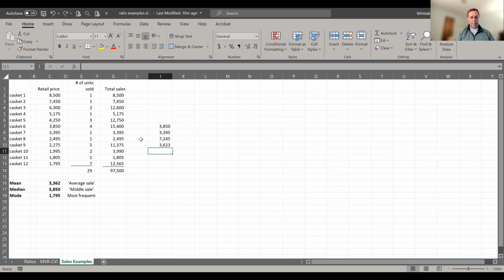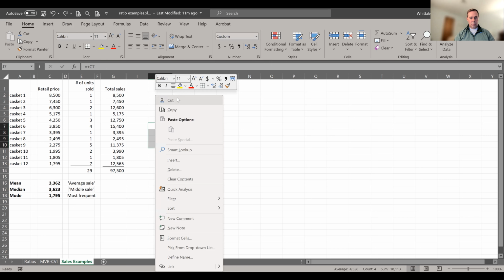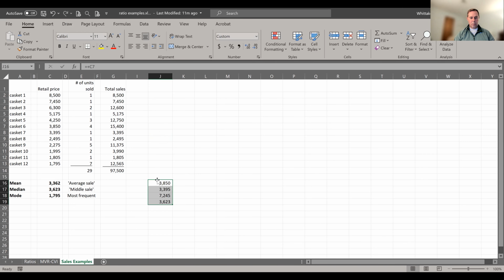In this example now, 3623 is the middle, or the mean, excuse me, the median. If there are any questions, certainly see me about that.